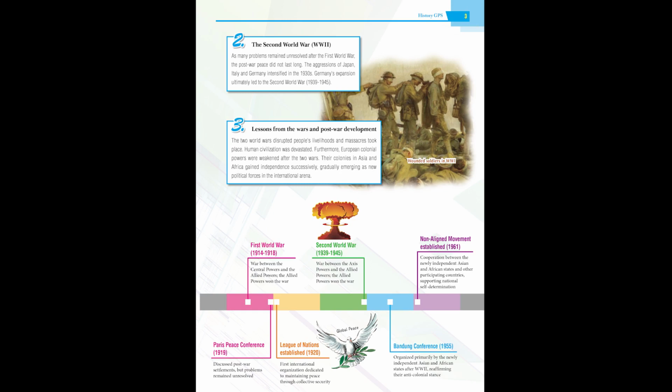1939 to 1945, Second World War. War between the Axis powers and the Allied powers. The Allied powers won the war. 1955, Bandung Conference. Organized primarily by the newly independent Asian and African states after the Second World War, reaffirming their anti-colonial stance. 1961, Non-Aligned Movement established. Cooperation between the newly independent Asian and African states and other participating countries supporting national self-determination.